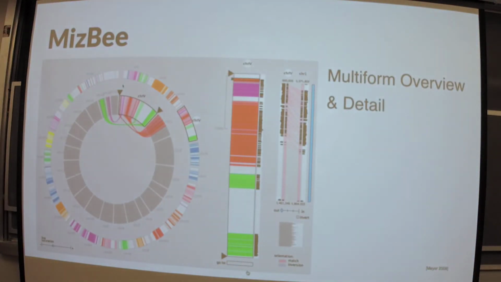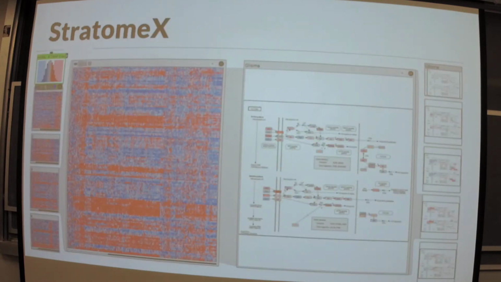So same data, but a different visual encoding, in this case a linear versus a circular one. And then on the far right, I have another level of detail where I compare one particular chromosome from one species to a chromosome from the other species. So this layers multiple levels of overview and detail here.